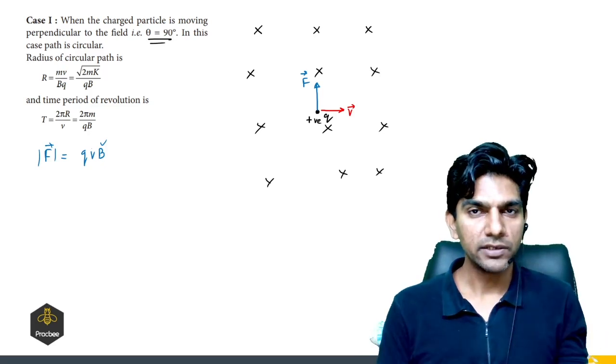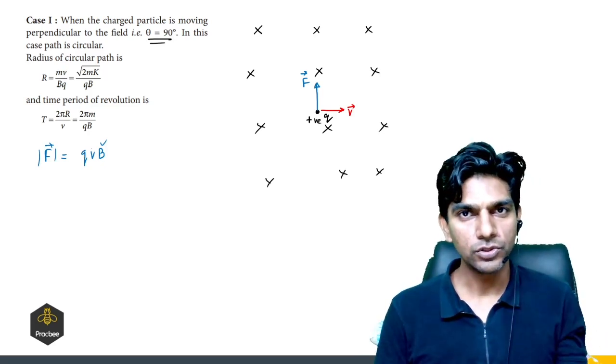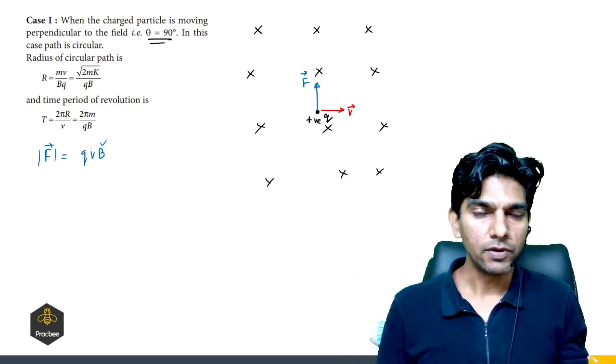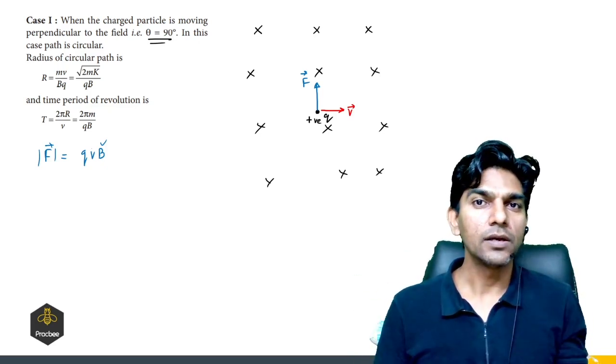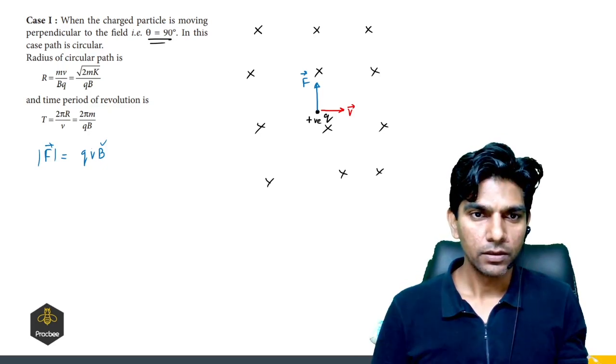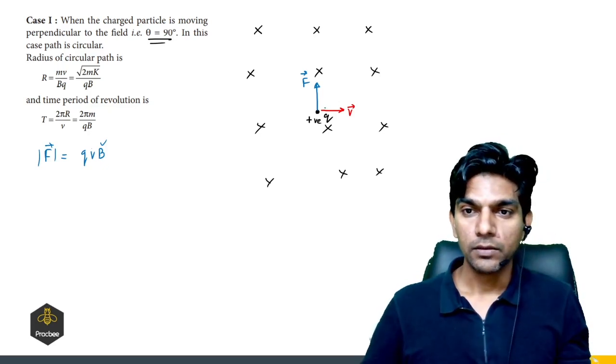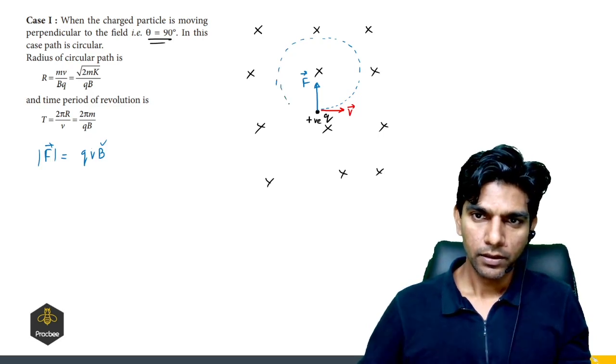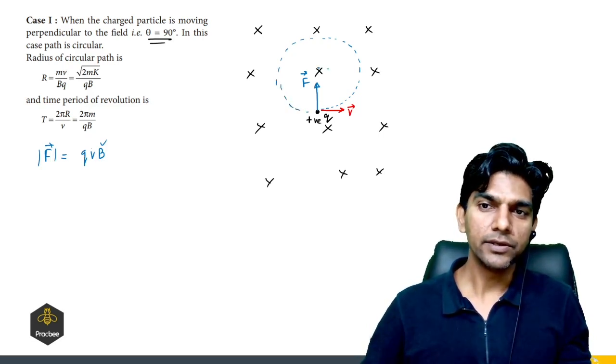We have studied the same concept in circular motion. If a particle is moving in a circular path, there will be a centripetal force which has a constant magnitude, right? Similarly here, the particle will have a uniform circular motion because this F has a constant magnitude. So it will move in a circular path. And now we have to find the radius of this circular path. Let us say the radius is R.